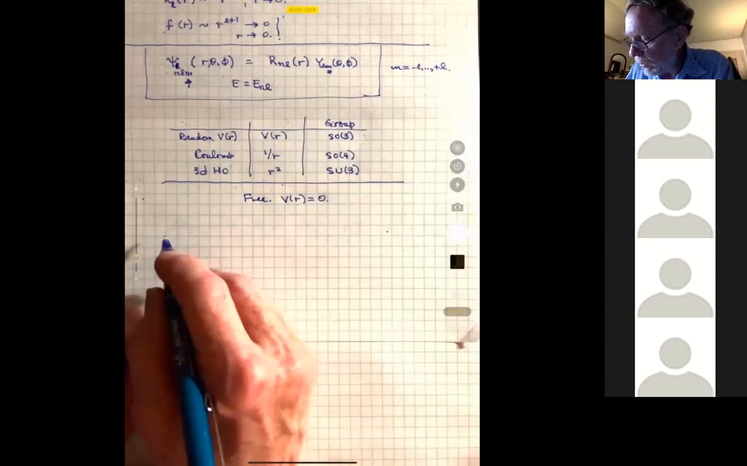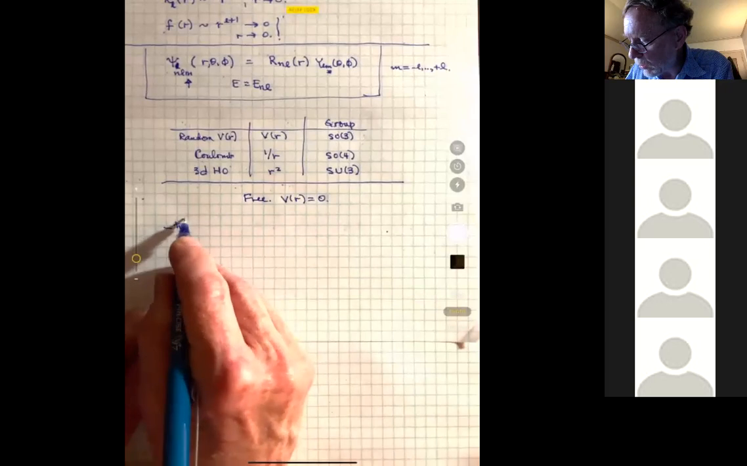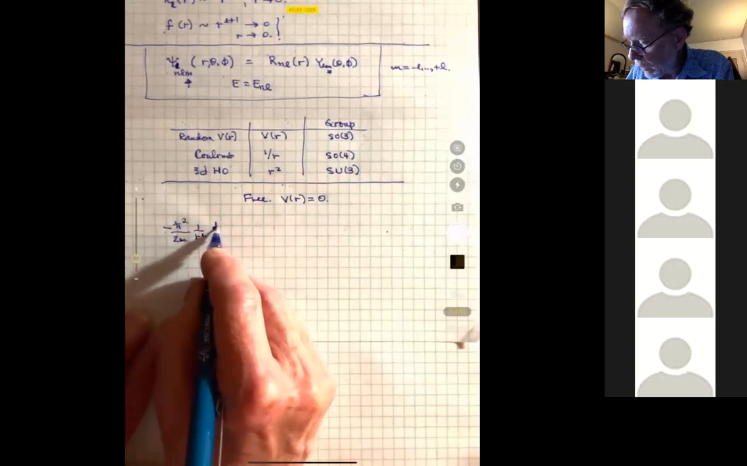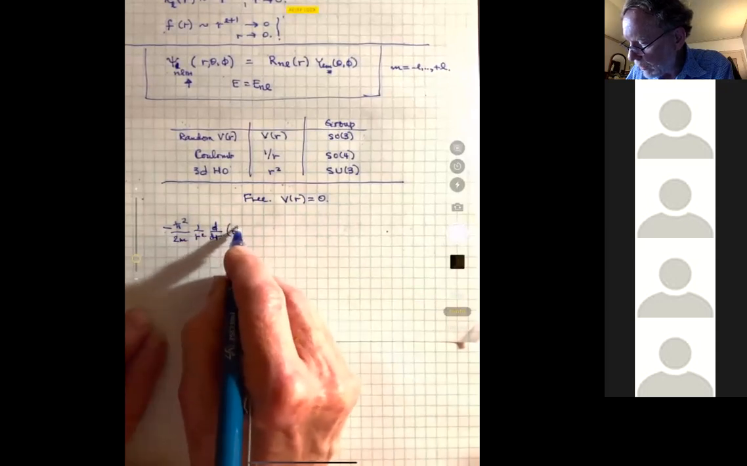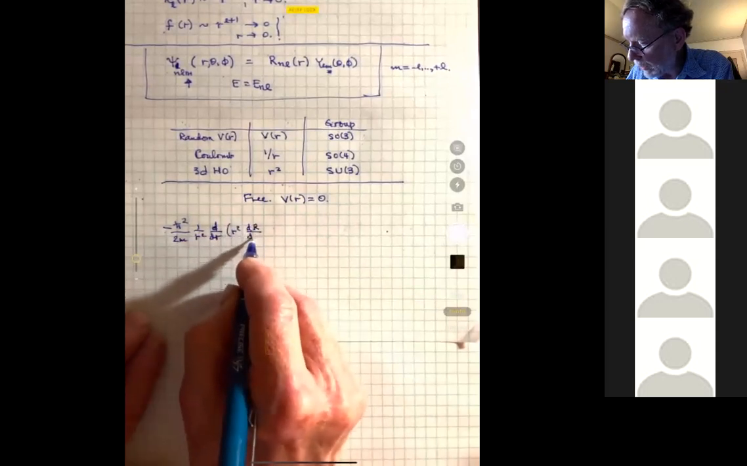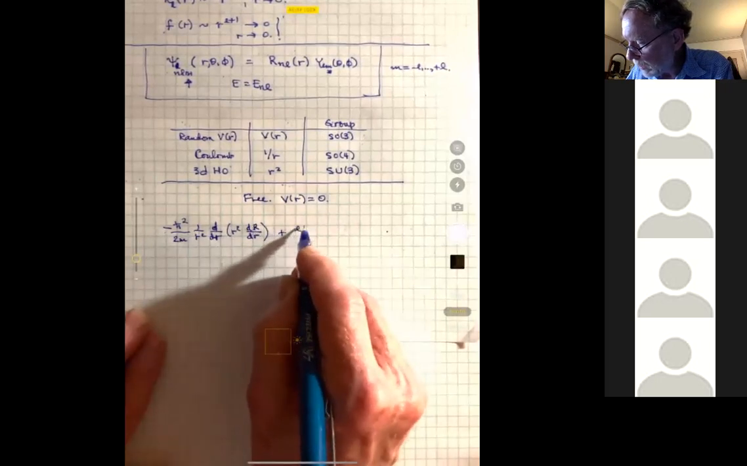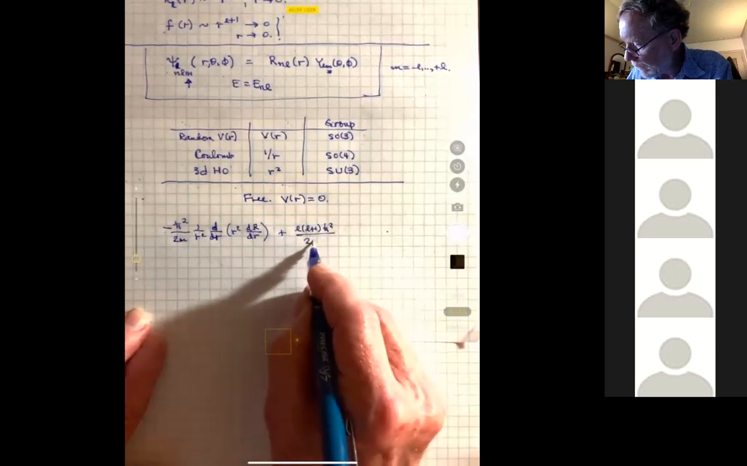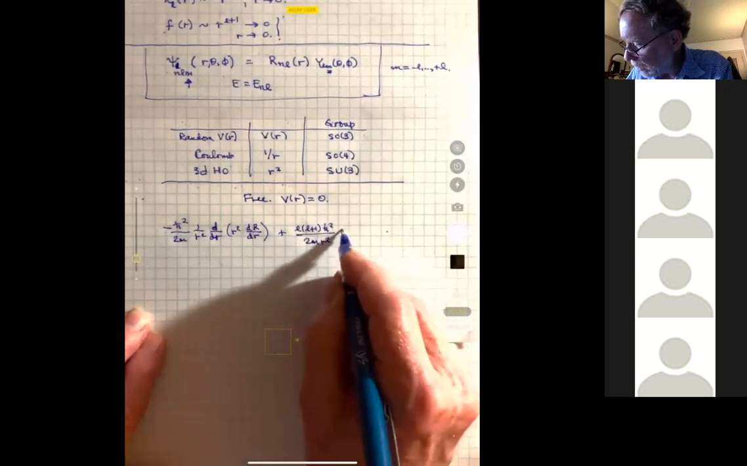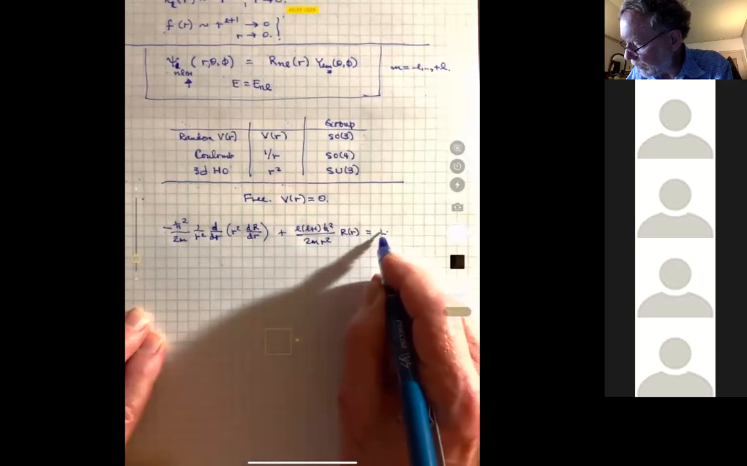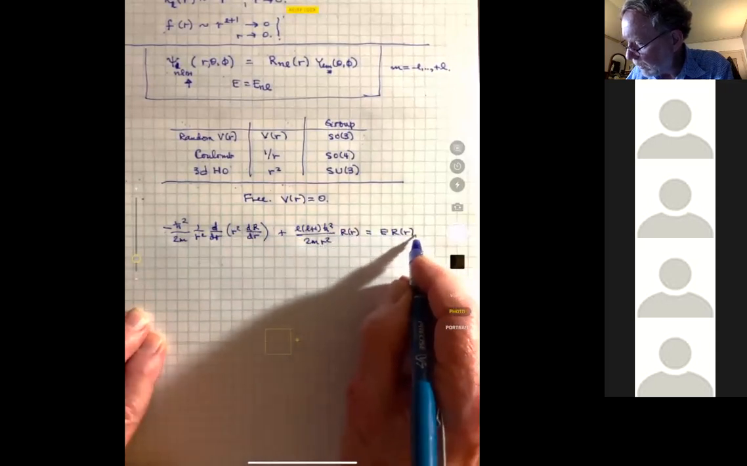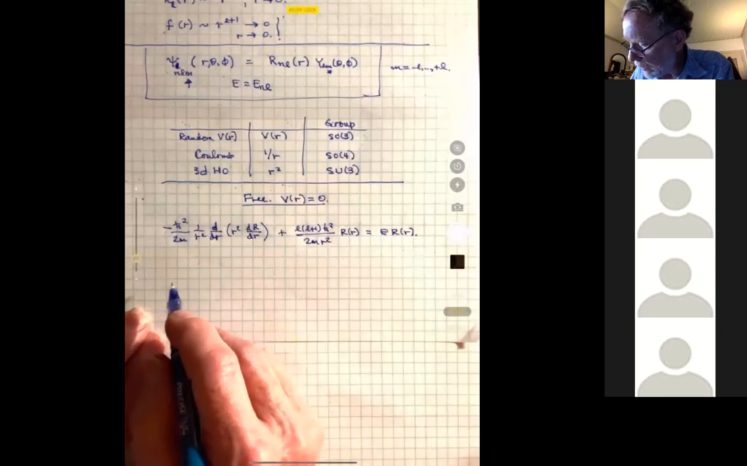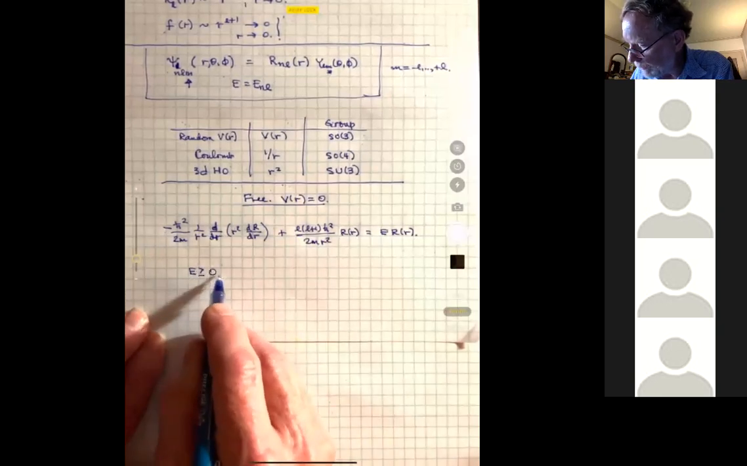In this case, version 1 of the radial Schrodinger equation is easiest to work with. It's minus h bar squared over 2m, 1 over r squared d/dr times r squared dR/dr, plus L times L plus 1 times h bar squared over 2m r squared, times capital R of r is equal to the energy times capital R of r. And for a free particle, there'll be no surprise that the energy is greater than or equal to 0.